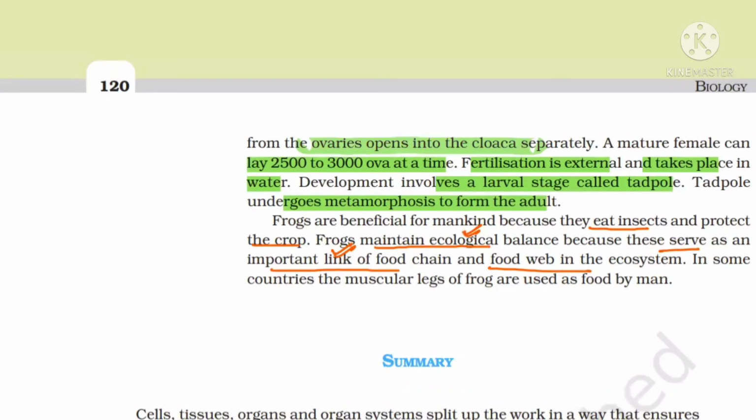Now, a few countries use the leg of the frog as a source of food. So I think this much of the topic is clear to you.